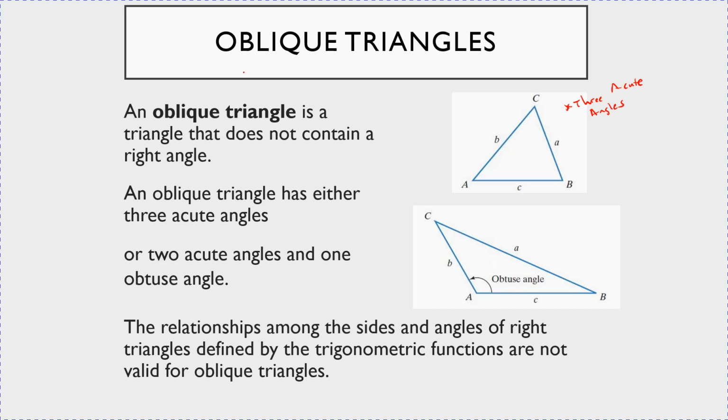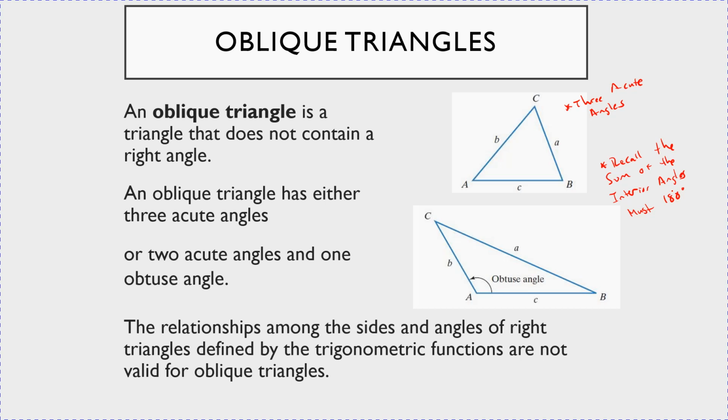And just always recall, if you forgot, the sum of the interior angles must be 180 degrees. Just don't forget that. It turns out the relationships among the sides and the angles of right triangles defined by the trigonometric functions are not valid for oblique triangles, you can't use them for these. So we're going to need something different here.